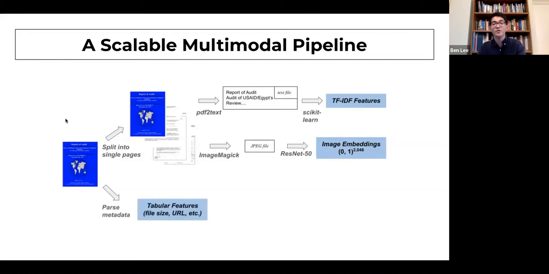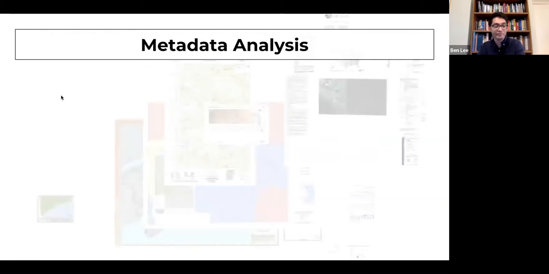And then lastly, we can use the metadata that's provided in the actual data set from the web archiving team at the Library of Congress. And here we have tabular features like file size, URL, PDF length, things of this nature. So let me start with some basic metadata analysis.